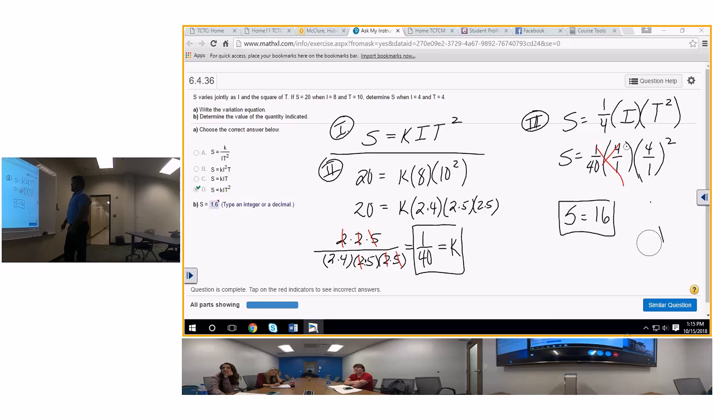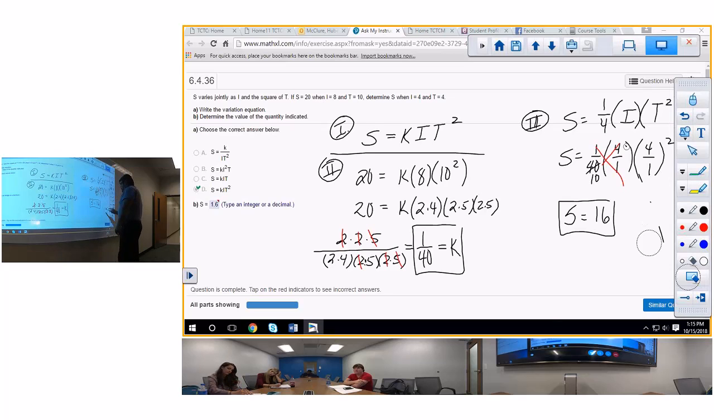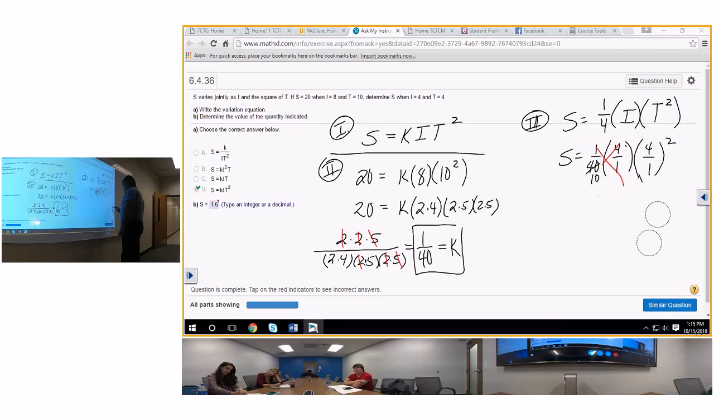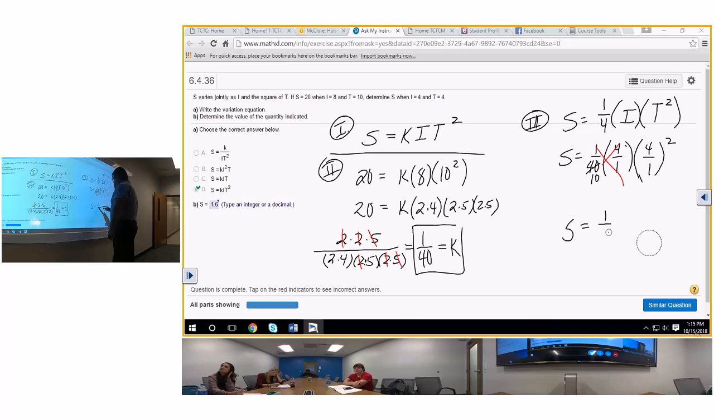So that would be 4, and that'll be a 10 right here. So let's take the 1/10. So S is equal to 1/10 times 4 over 1 squared, and that's equal to 16/10. And when you divide by a base of 10, you move the decimal how many zeros to the left. So it's equal to 1.6.